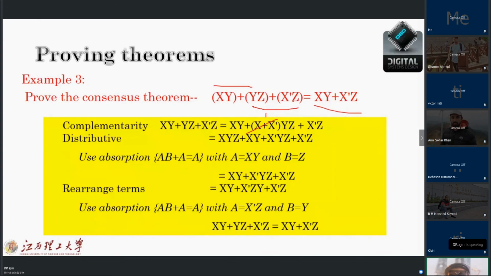Review this example, I mean example number 3. We should talk and give you more examples regarding this algebra part.